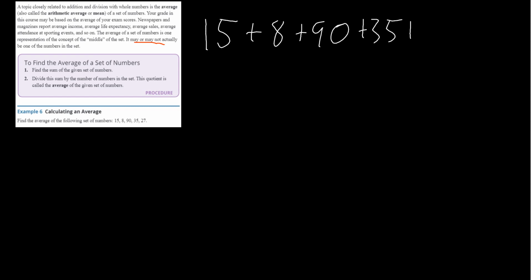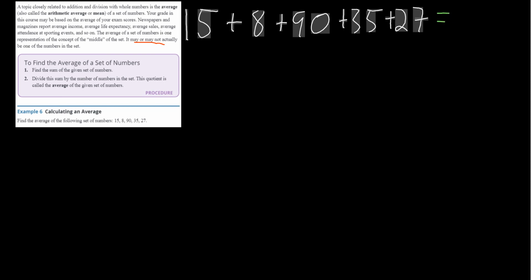Okay. So example 6 reads, find the average of the following set of numbers. So let's go ahead and do 15 plus 8 plus 90 plus 35 plus 27. Okay, that's going to equal, probably might have ran out of room there. 15 plus 8 plus 90 plus 35 plus 27, 175. So let's do the thing again where I move it to the left a little bit. There we go.